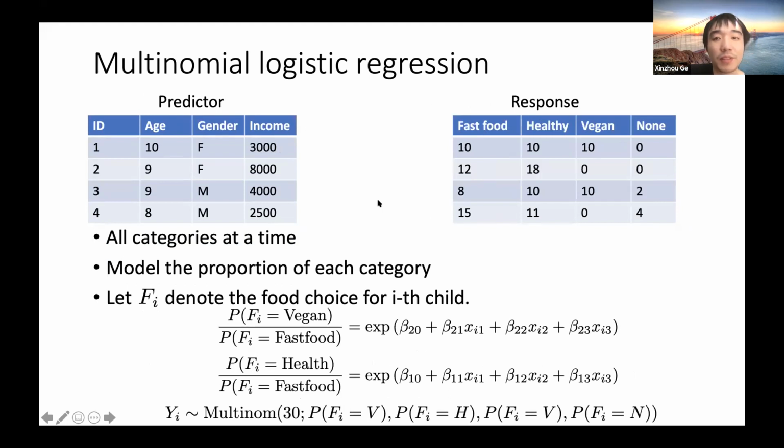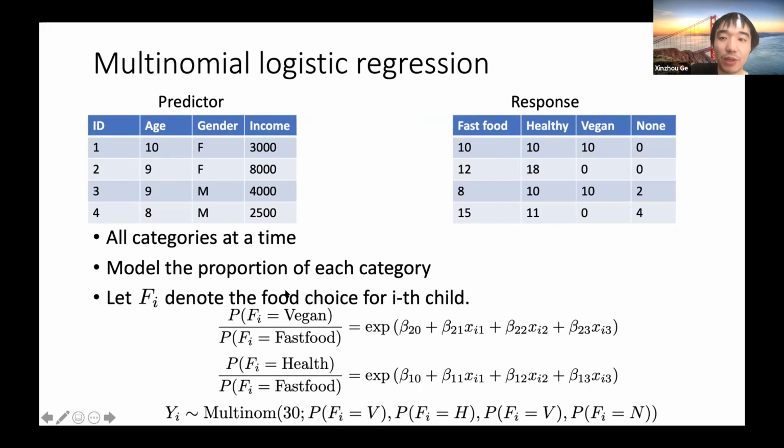And here, as Jessica has said, it is similar to the binomial logistic regression in that it also focuses on the proportion of each category. But here we have more than two categories. So for example, I think maybe you are familiar with this formula, it is similar to the logit function in logistic regression. So here, as we have more than two categories, we will have more such functions.